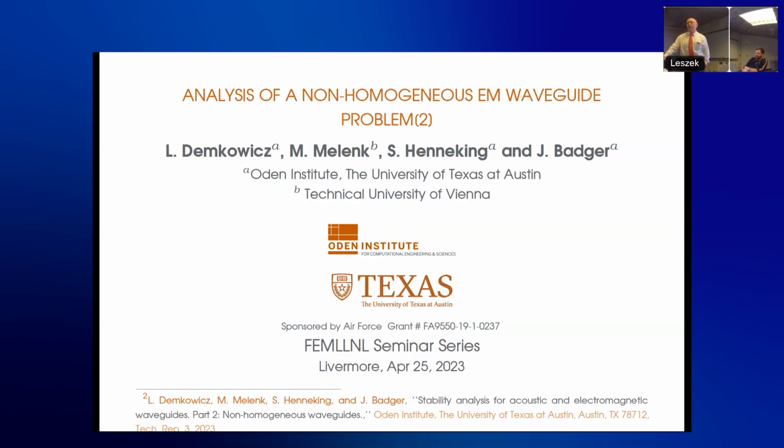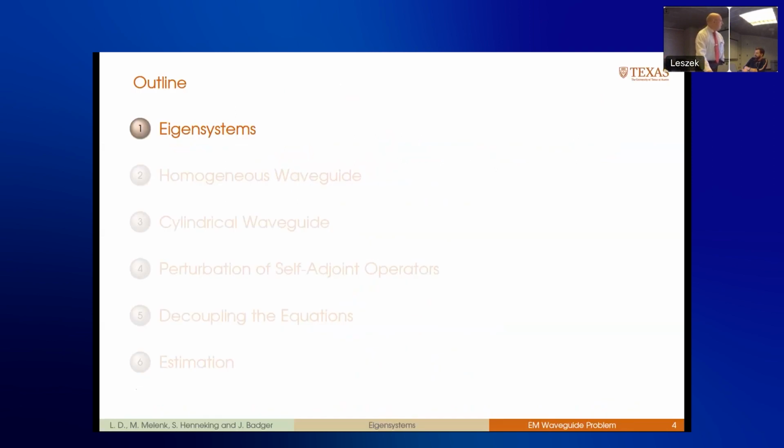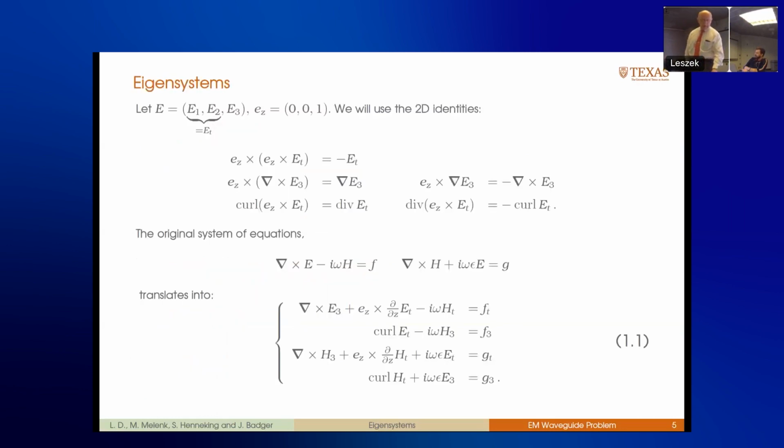So as you will see, the mathematics is classical, but classical doesn't mean easy. It's really involved, okay? So here's the subject, here's the starting point. I'm going to start talking about eigensystems.